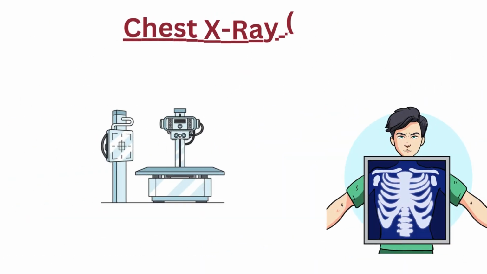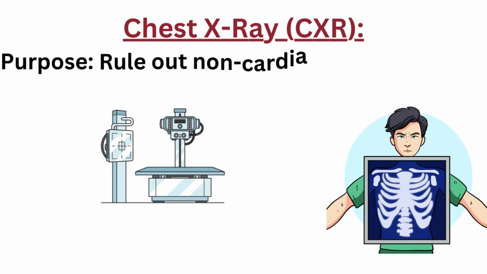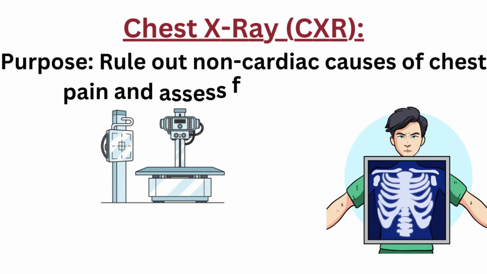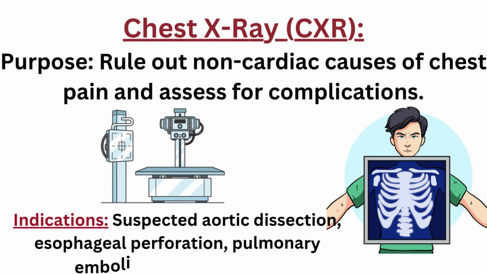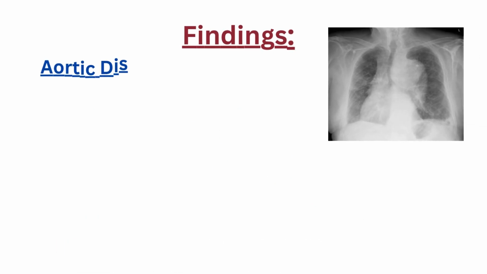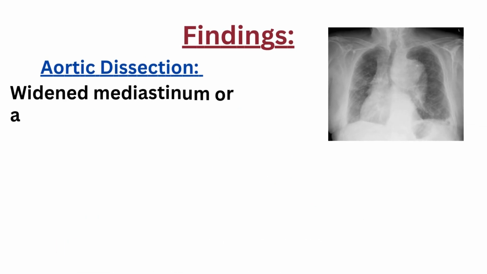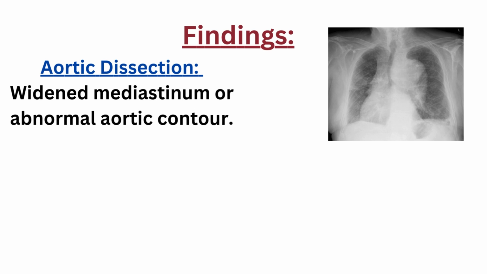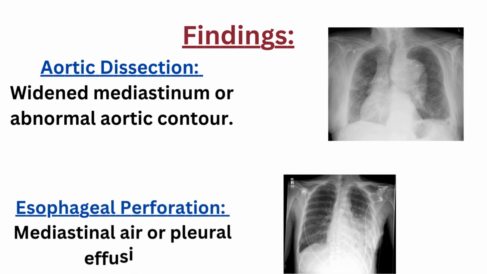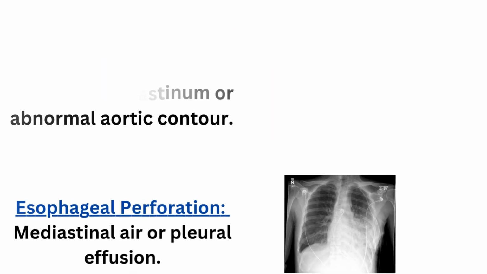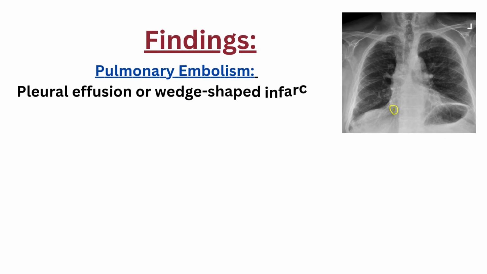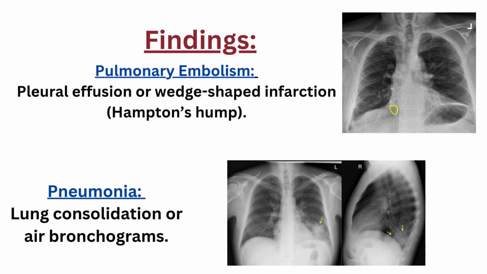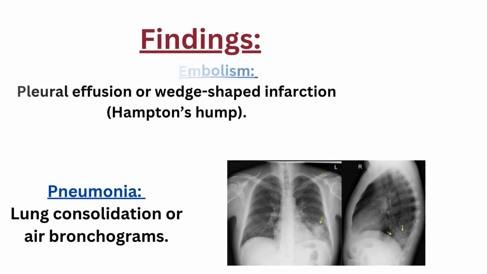Chest X-ray. Purpose: rule out non-cardiac causes of chest pain and assess for complications. Indications: suspected aortic dissection, esophageal perforation, pulmonary embolism, or pneumonia. Findings: aortic dissection, widened mediastinum or abnormal aortic contour. Esophageal perforation, mediastinal air or pleural effusion. Pulmonary embolism, pleural effusion or wedge-shaped infarction, Hampton's hump. Pneumonia, lung consolidation or air bronchograms.